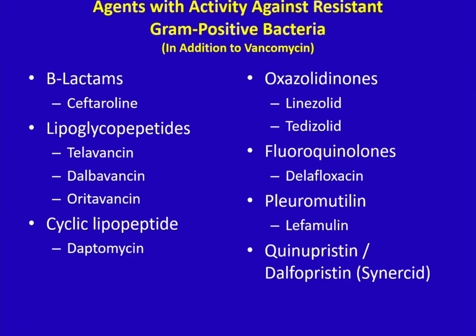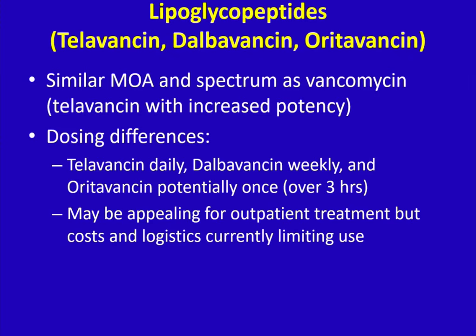This is a time when we didn't have agents for VRE, and we had no daptomycin, we had no nasal, so there was an agent called synercid, quinupristin and dalbavancin that we used. So our glycopeptides, our telavancins, our dalbavancins, our oritavancins. These are the mechanism of action. Basically, these are vancomycin-like agents. Their mechanism of action and spectrum is such that it's like vancomycin.